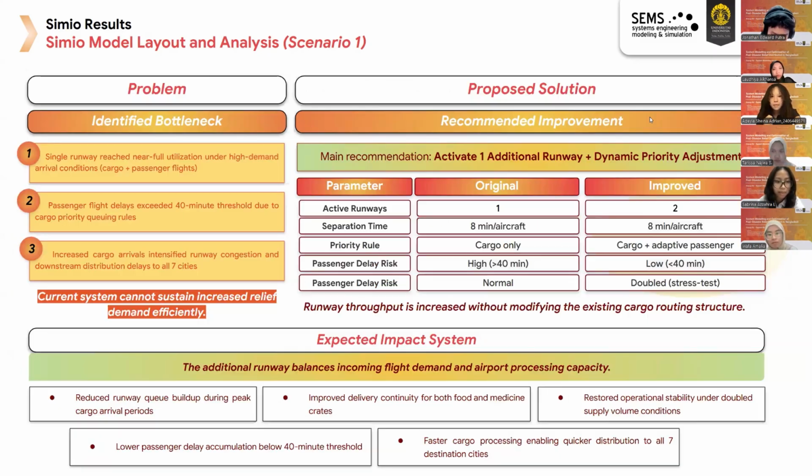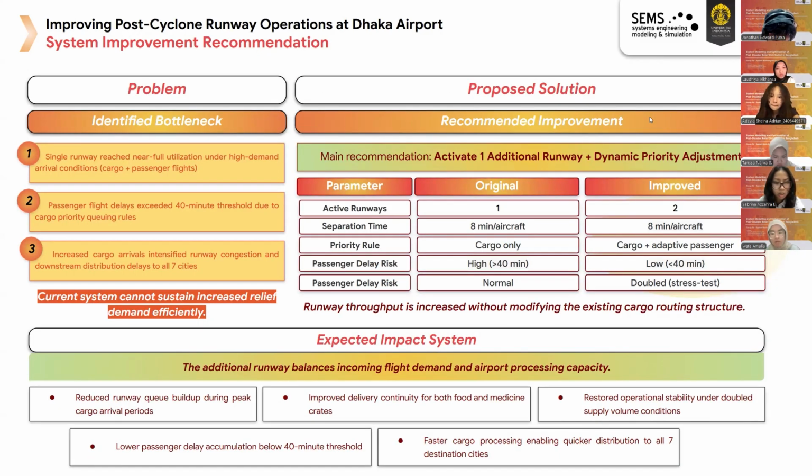Next. We recommend activating an additional runway and applying dynamic priority adjustment. This would reduce queues, lower passenger delays, improve cargo processing, and restore system stability.